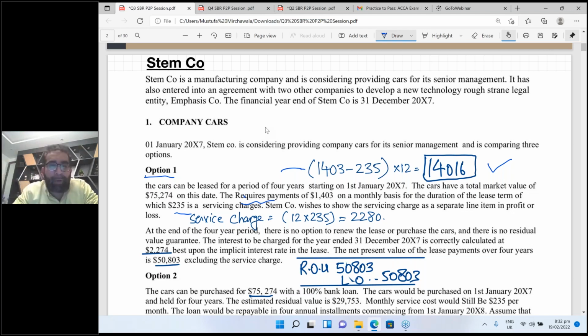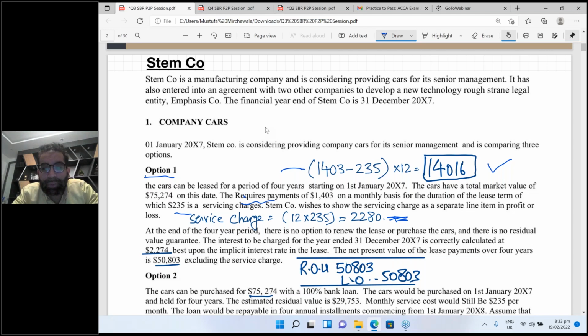Okay. Now let's take out the service charge also separately. See this. One month service charge is 235. So how about 12 months? 12 multiplied by 235 is 2280. So this 2280 will directly go in P&L. Okay. Right now, be active.